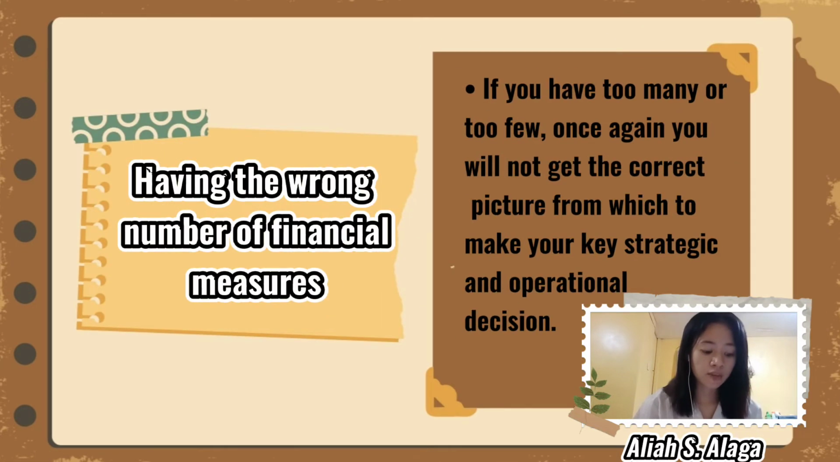Next is having the wrong number of financial measures. It also states here that if you have too many or too few, once again you will not get the correct picture from which to make your key strategic and operational decisions. The best thing to do here is to have at least 5 to 8 financial measures, combining strategic and operational perspectives and also the growth of the customers, so you know how to provide the most complete information.